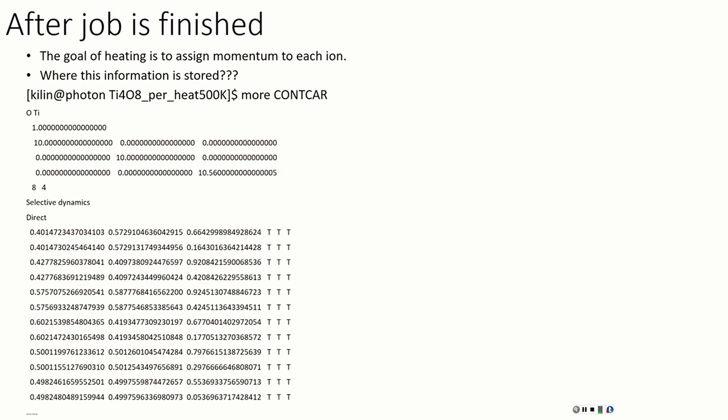Okay, so after the job is finished, the goal of MD is to assign momentums to each ion. So the question is, where is this information stored? Well, it's stored in the CONTCAR. So as you guys had talked thoroughly about what all this means, and then we have the position, the transit position of the ions throughout the run.